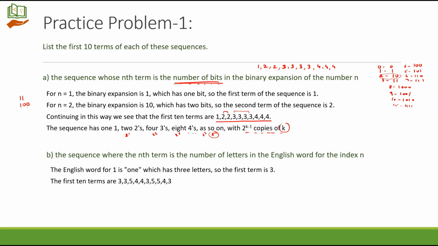So what is the first term here? You have to just calculate the number of letters. O, N, E will be 3. What about 2? T, W, O. What about 3? T, H, R, E, E. What about 4? F, O, U, R. So this is 3, this is 5, this is 4. So you have 3, 5, 4. Similarly for 10 you will have 3. So you are ending with 3.